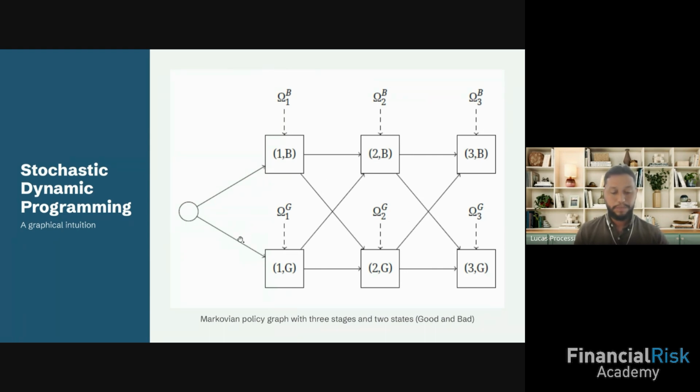And we can also derive a policy, an optimal policy that helps the financial institution to take decisions conditional not only to the state of the economy. So if the economy is going to be good or bad in a year or in 10 years, but also the realization of the risk factors in a specific time frame. Okay.